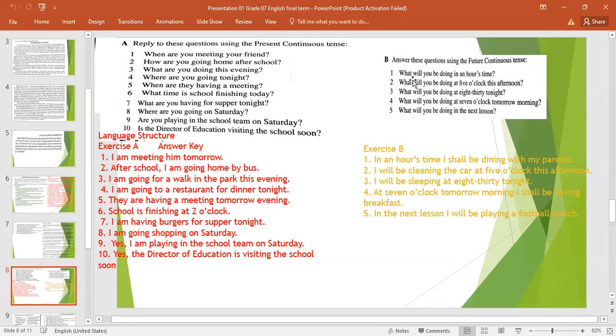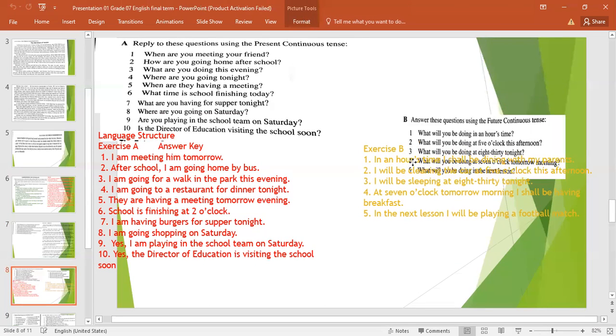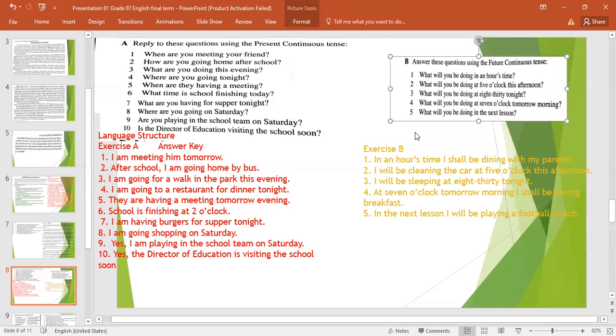Answer these questions using the future continuous. It was present continuous before; here they demand the future continuous tense. Sentence number one, dear students: what will you be doing in an hour's time? The answer is, in an hour's time I shall be dining with my parents. This is future continuous tense.